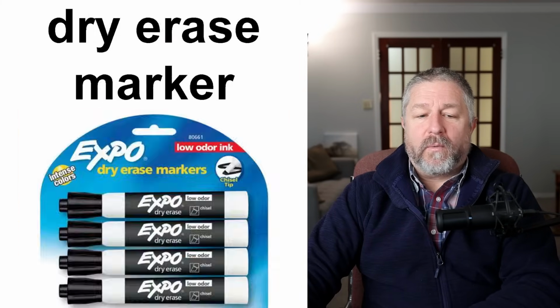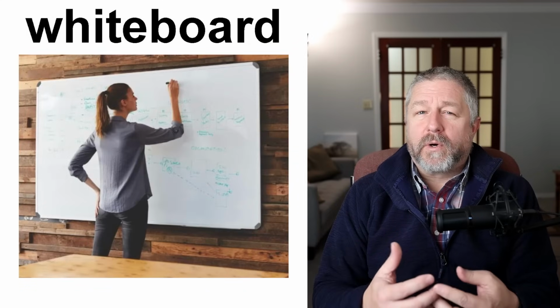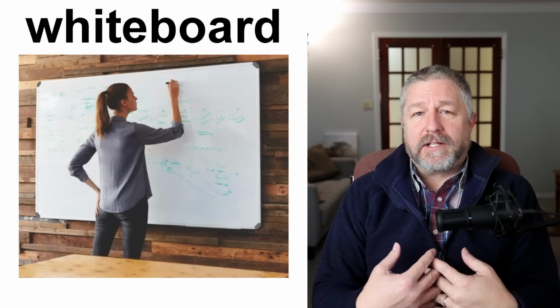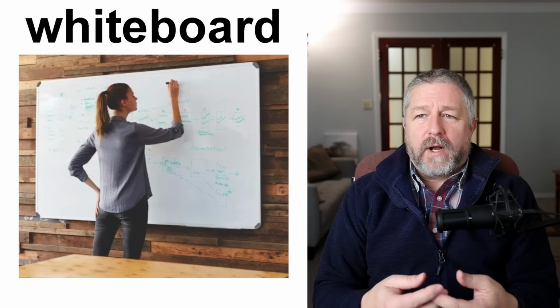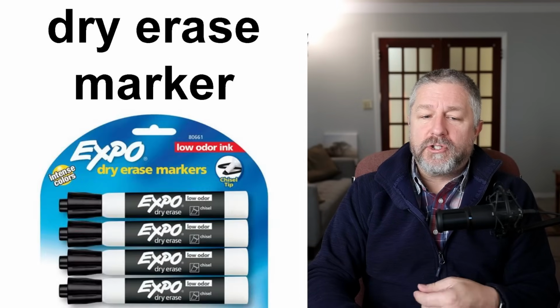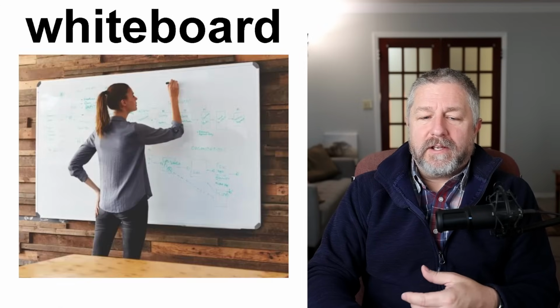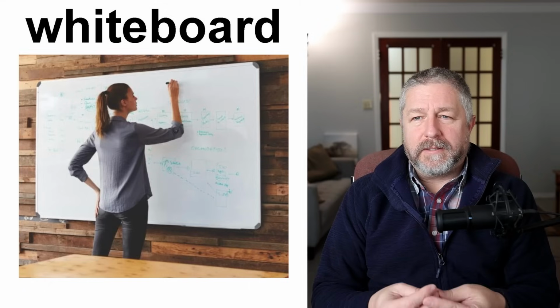At the front, there might be a whiteboard or a blackboard. A whiteboard is probably more common now. My classroom has all whiteboards. A whiteboard is something you can write on with different color dry erase markers. I just call them markers. And then you can also erase it when you're done.